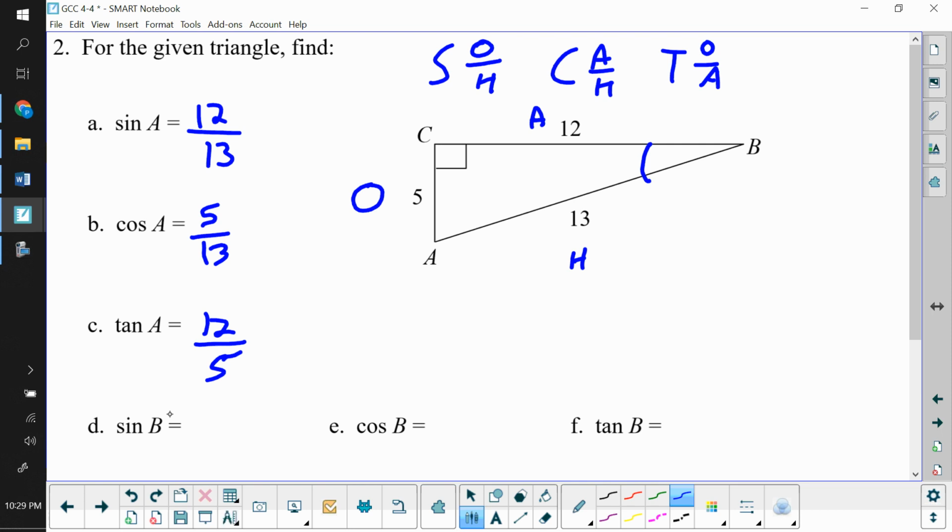So sine from B should be opposite over hypotenuse, so we'll have 5 over 13. Cosine from B should be adjacent over hypotenuse, so we'll have 12 over 13. And then tangent is opposite over adjacent, so we'll have 5 over 12. So one is just knowing the spelling of SOHCAHTOA, and then picking out the opposite, adjacent, and hypotenuse sides from the acute angle, and then putting in your ratio.